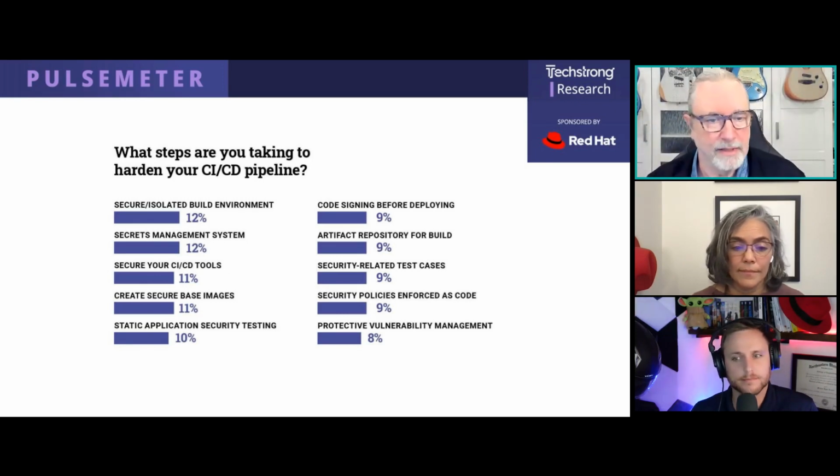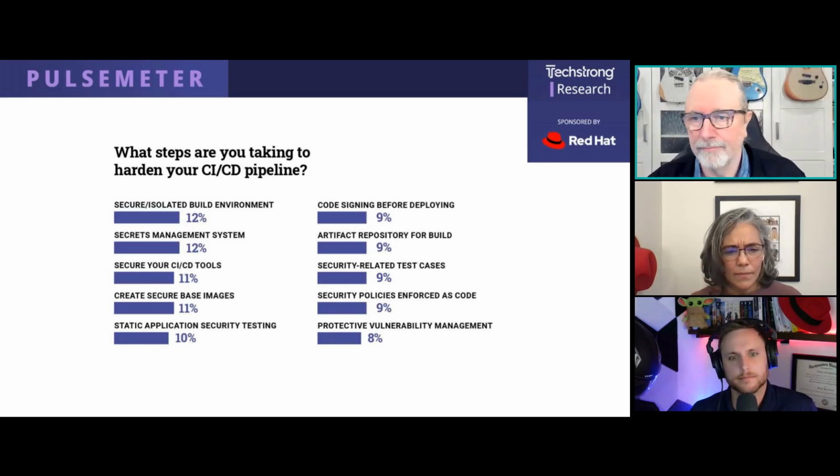Static application security testing type tools. So we have a real mix of things that I think many people are doing or beginning to add to their existing security practices. Michelle, comments on this?